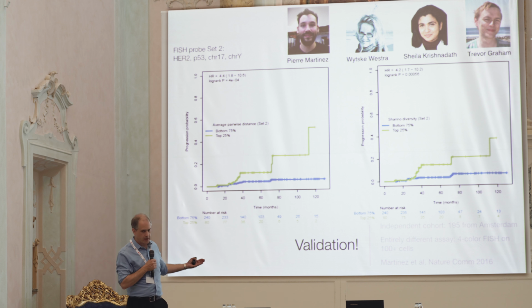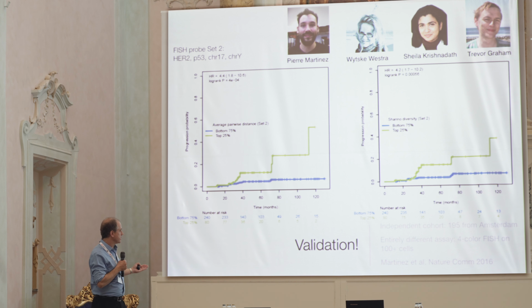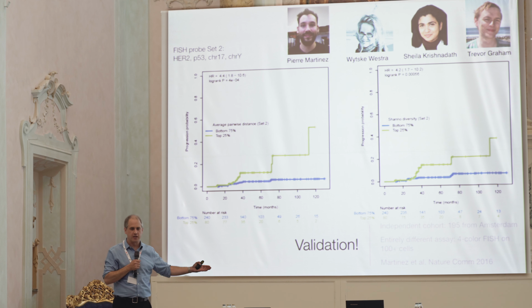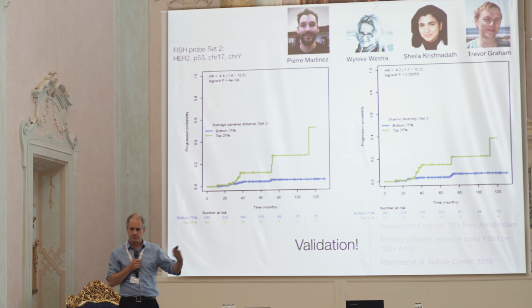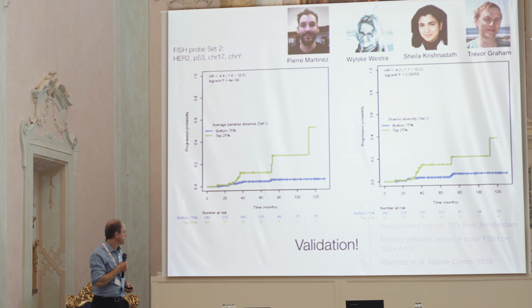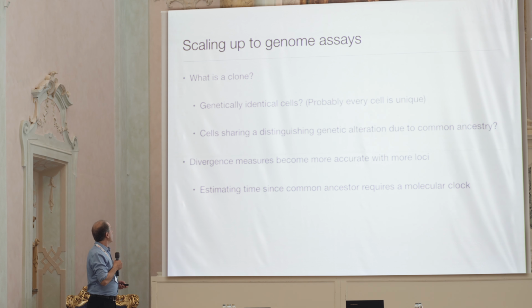So our initial results were back in 2006, and I was excited that 10 years later we finally were able to get confirmation of these results in an entirely different cohort with entirely different assays, but again, diversity in Barrett's esophagus predicted progression to cancer. Okay. I think I'm going to skip this in the interest of time.